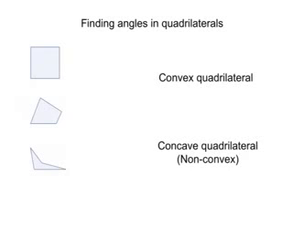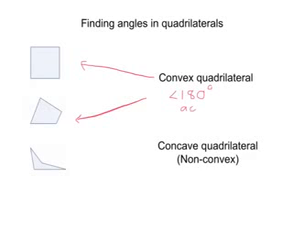And we can describe quadrilaterals as being either a convex quadrilateral, such as these two, and a convex quadrilateral has all angles less than 180 degrees. So they're either all acute angles or obtuse angles.